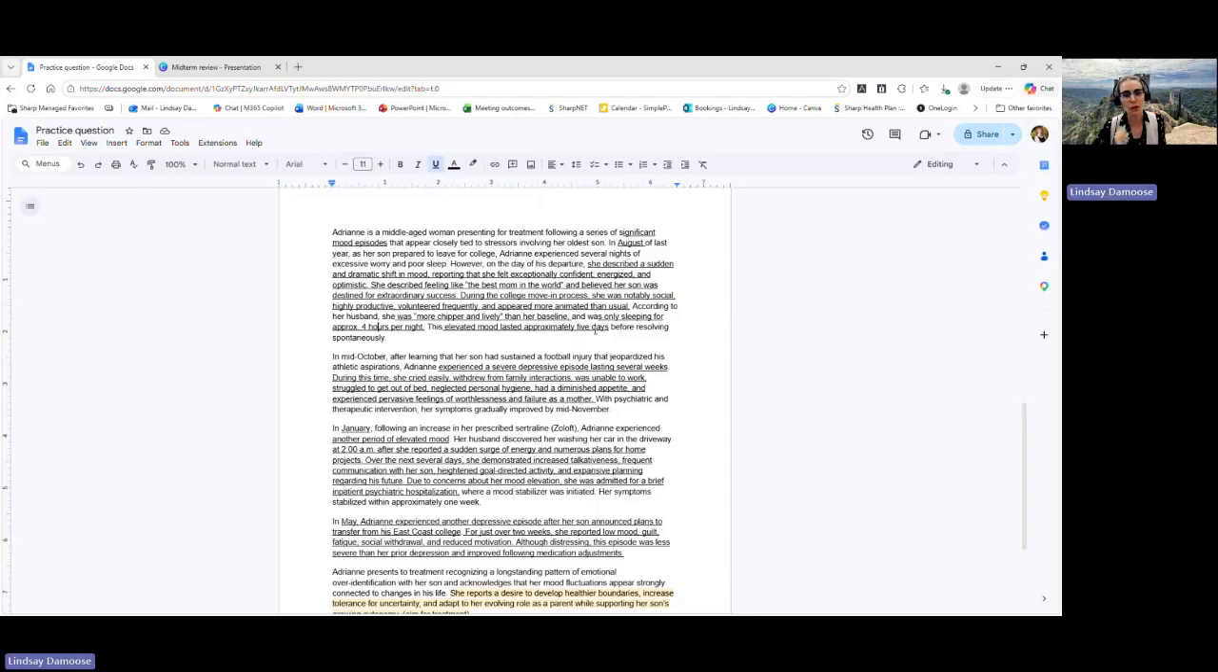We also see that this only lasts for 5 days, it does not meet criteria for 1 week or more, nor do we see that she requires any sort of hospitalization. We would say that this would be a hypomanic episode. If you guessed hypomanic episode, fantastic. You did wonderfully. That is our starting point on this grid.